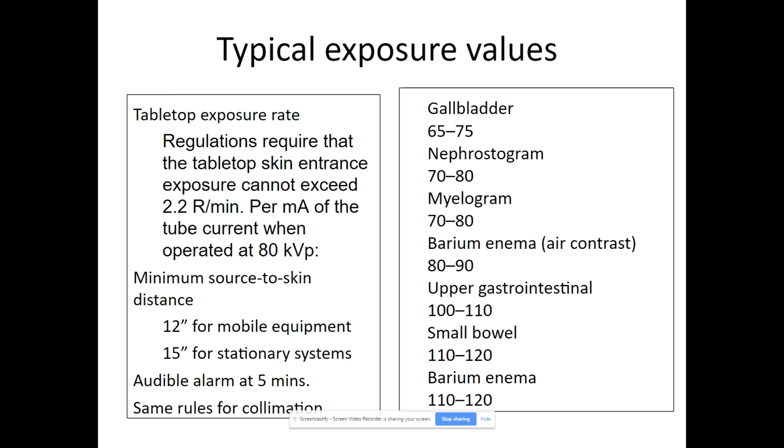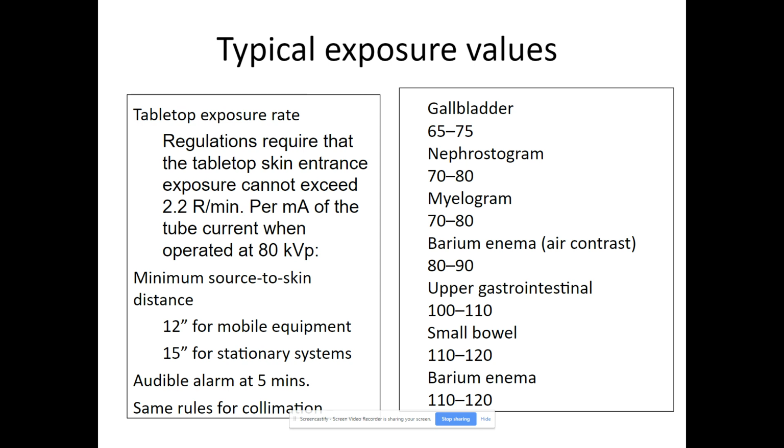Radiation levels, 2.2 R is what we don't want to exceed. I don't know if the room's shut off. I've never seen a room just say, stop, you're done. There's just that alarm that goes off after 5 minutes, and I've seen people hit that repeatedly. I don't know if we hit it a 5th time if it stops.